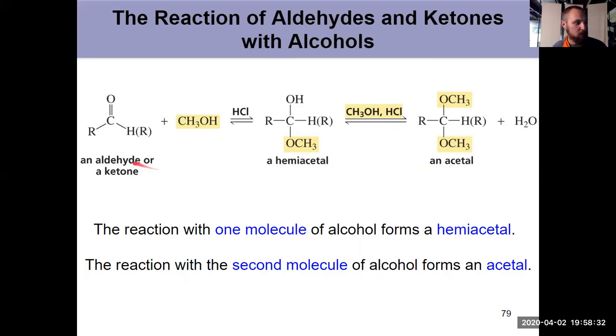These are formed by reacting an aldehyde or a ketone with an alcohol. Alcohol still is a poor nucleophile, so it requires an acid catalyst. If we react one equivalent of the alcohol, that gives us the hemiacetal, and then if we add in a second equivalent, we get the acetal. You can also sometimes see these referred to as ketals and hemiketals. So if you see that on your Sapling or anywhere else, they mean the same thing. Acetal is equal to ketal.